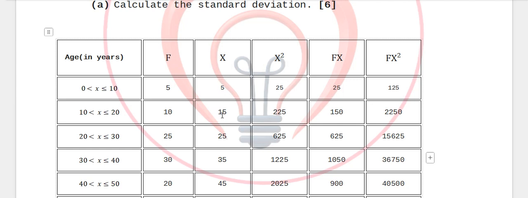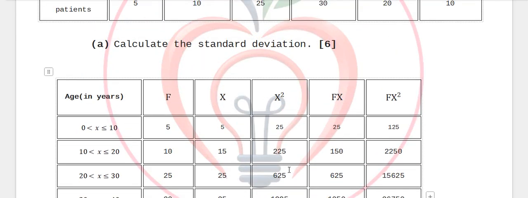Just square x. So it is 5 to the power 2, 25; 15 to the power 2, 225; 25 to the power 2, it is 625; 35 to the power 2, it is 1225. The list can go on to that point.